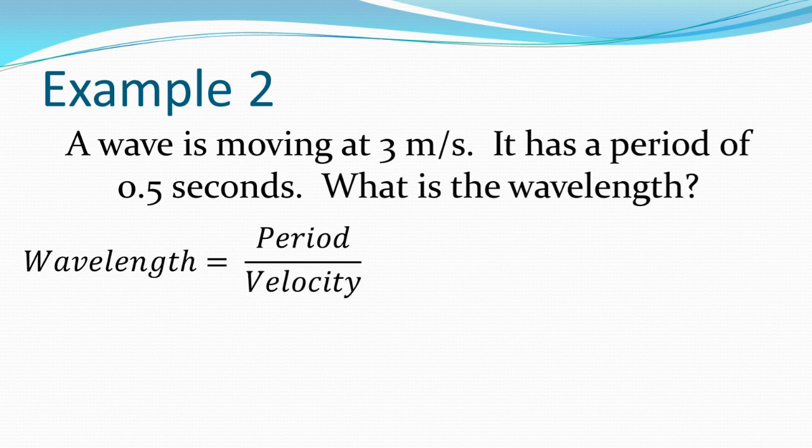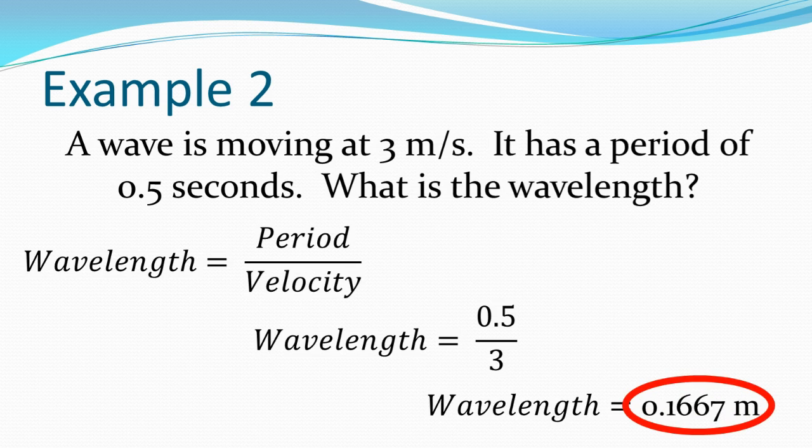Now I'm just going to substitute that information in. Wavelength equals 0.5 for the period, 3 is the velocity, and I just divide. 0.5 divided by 3 gives me 0.1667 meters. That's how long the wave is from crest to crest, from trough to trough, or from node to node.